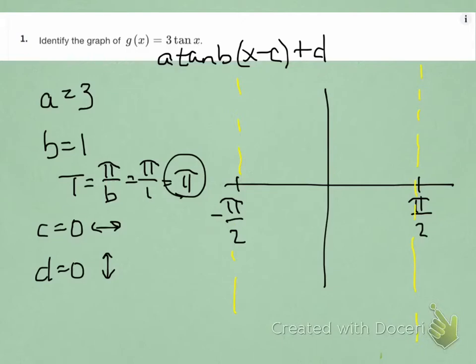Okay, the next thing is I need to get those interval lengths so I can do my key points. So I do it in half and half again. And where are those values? That is going to be where? At pi fourths and at negative pi fourths.